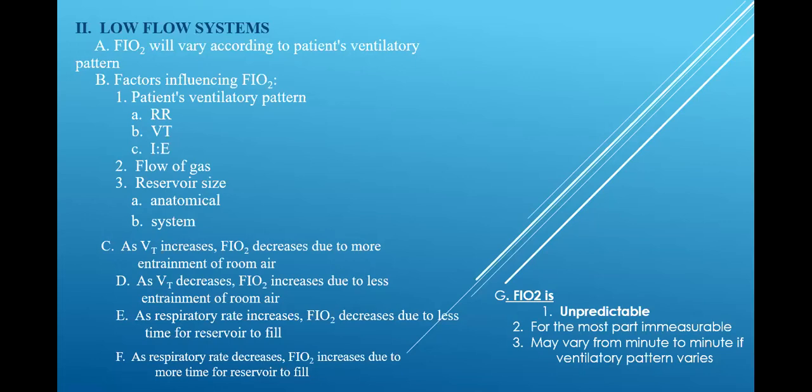The low flow systems depend on the patient's ventilatory pattern the most, okay? If he's breathing normal, we can use it. If he's not, we cannot use a low flow system, okay? So the patient's ventilatory pattern, which is his respiratory rate, tidal volume, and IE ratio. That's the inspiratory to expiratory time, okay? Those are part of the ventilatory pattern. Also, the flow of the gas. The flow of the gas makes a difference. The reservoir size makes a difference. Now, reservoir, what do you mean? Reservoir is any space that gathers oxygen, okay? We have anatomical reservoirs and we have system reservoirs, all right?